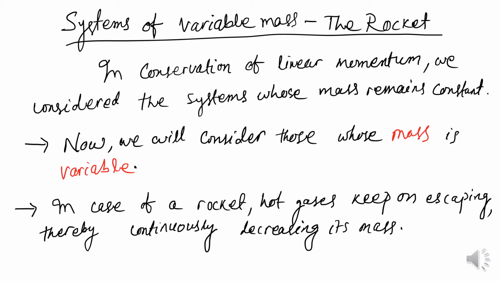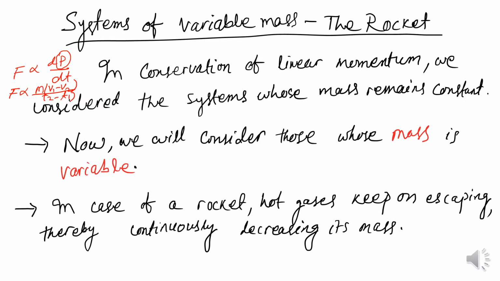Today in this video we are going to discuss systems of variable mass, or the rocket. We are aware of the conservation of linear momentum. In it we said that the applied force is directly proportional to the rate of change of momentum, dp by dt, where p is the momentum, mv. So F is proportional to the change in momentum, mass times v1 minus v2, divided by the change in time, that is t2 minus t1. So this is what force is all about.